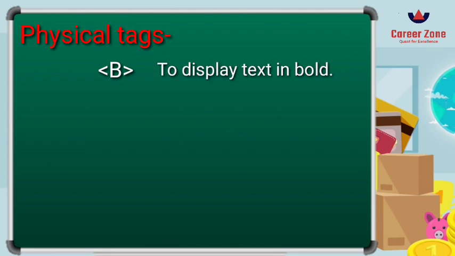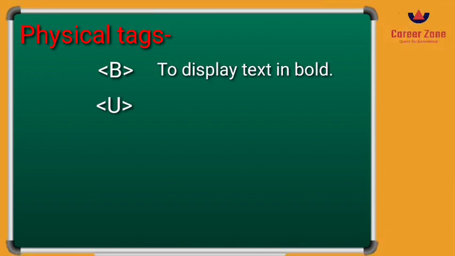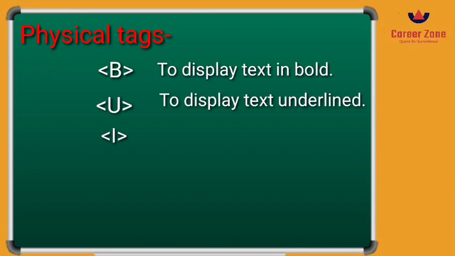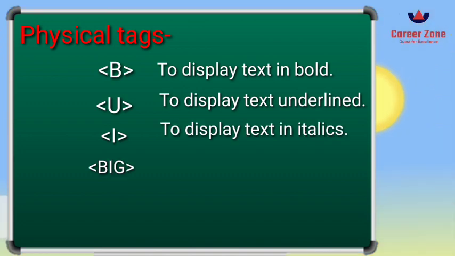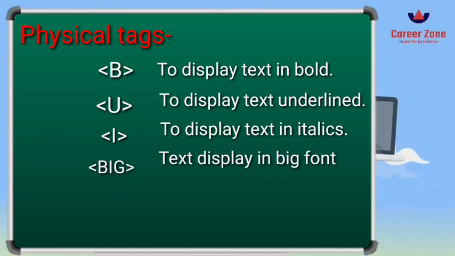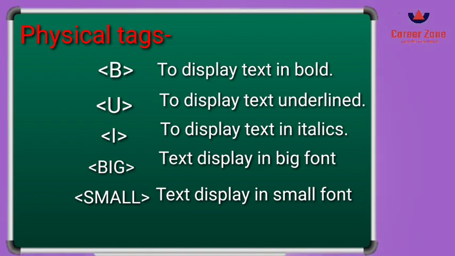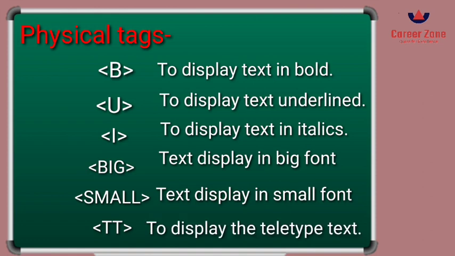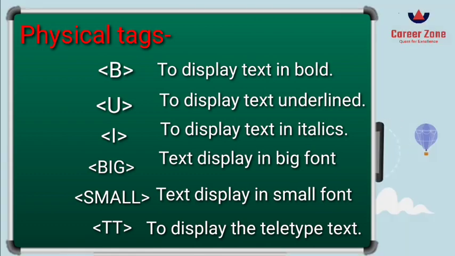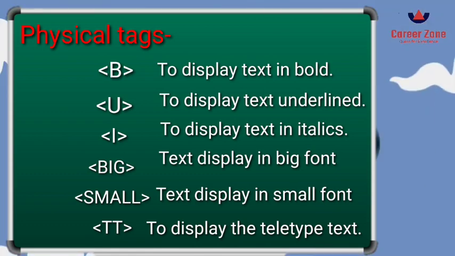The first tag which comes under this category is B, which makes the text look bold. Second is underline, which underlines the text, and then it is italic, which shows the text in italic format. Then it is big, which makes your text look bigger, and small helps to show the text in a small font. And what is TT? TT stands for teletype text.